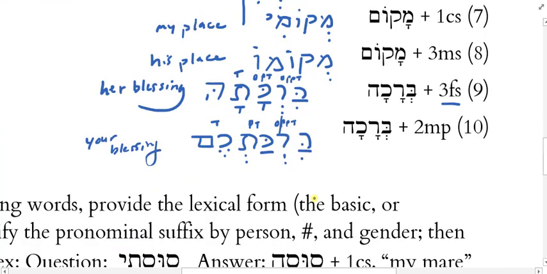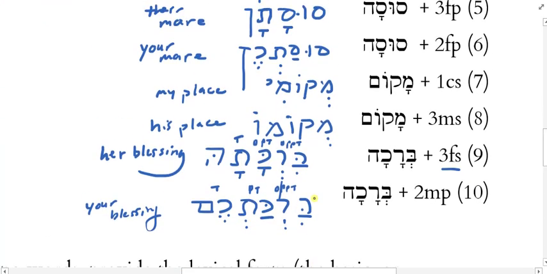I have a question. Mm-hmm. For y'all's blessing, would they use the same thing if they're saying the blessing that belongs to you, the blessing you're giving? Would it be pretty much the same? Yeah. So if you were giving a blessing, then the your could be functioning as what we would call the subjective genitive. Remember, pronominal suffixes: the noun is the construct and the pronominal suffix is the absolute. So it's literally the blessing of y'all.